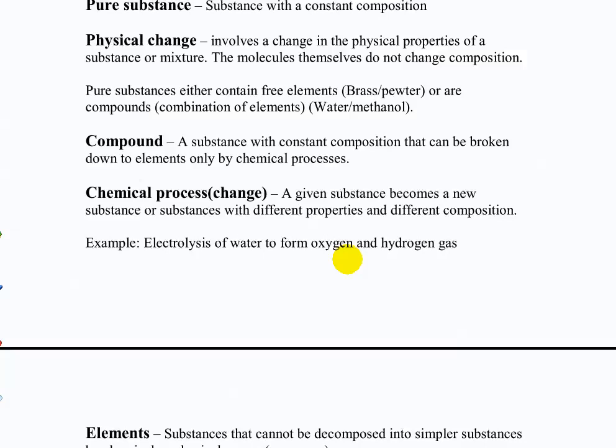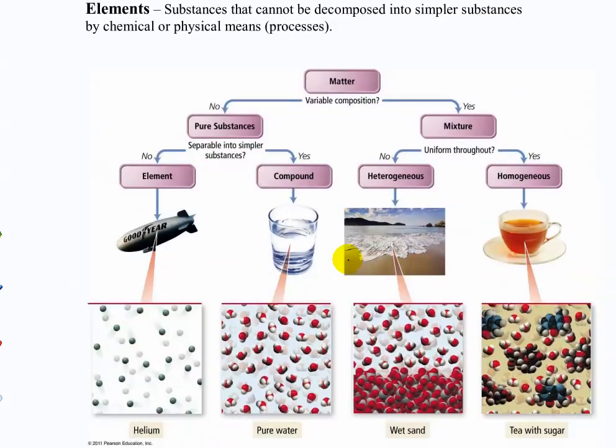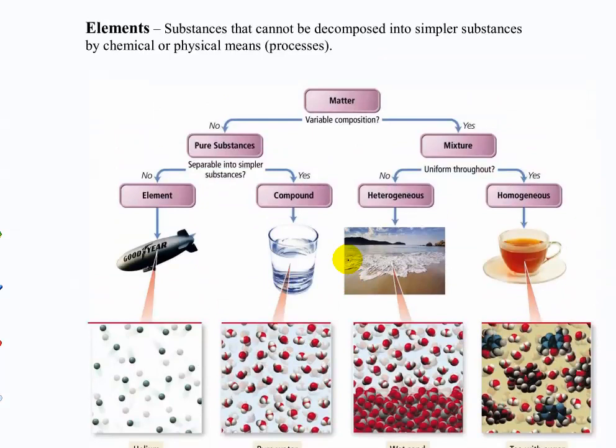And here's a handy figure, a little flowchart. We'll start all the way up at matter. Everything is matter. Matter can either be a pure substance or a mixture. Let's start on the pure substances side. It doesn't have variable composition. It's the same throughout the whole batch. Can you separate it at all into simpler substances? If no, then it's a pure element. You can't separate it at all, even through chemical means. Can you separate it through chemical means? Yes, then it's a compound.